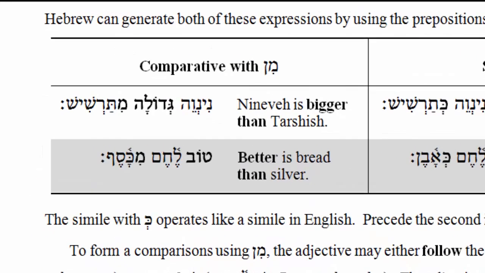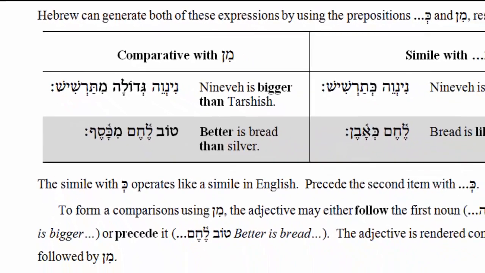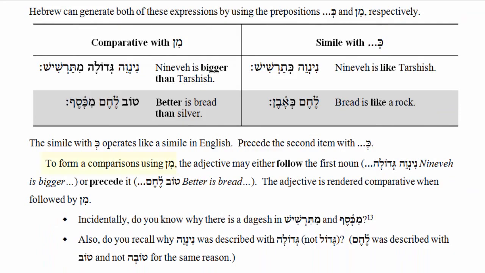Here are some examples of the comparative with min. Nineveh gedolah mi Tarshish. Tov lechem mi kasef. When developing a comparative using min, the adjective can come in one of two places.